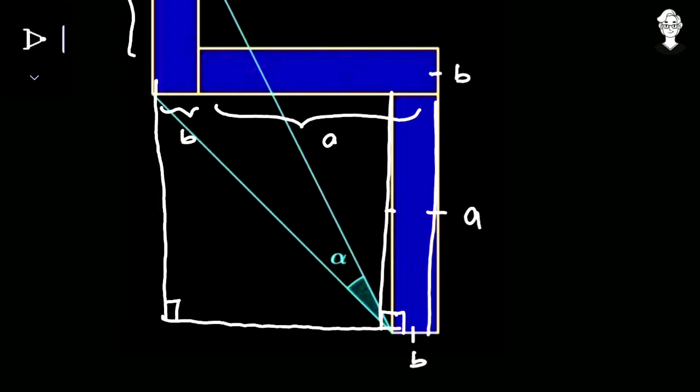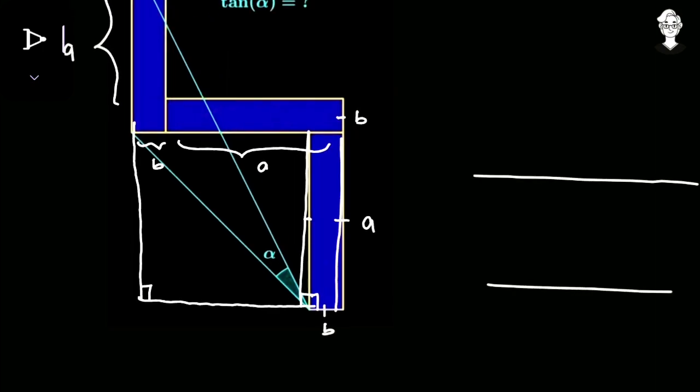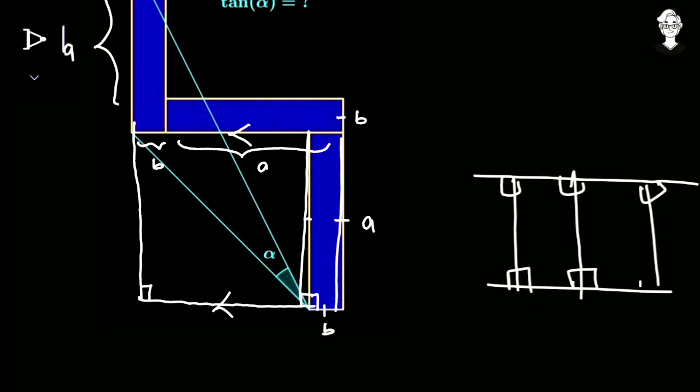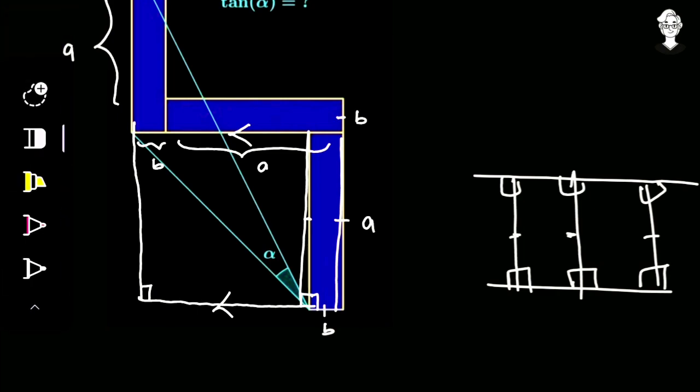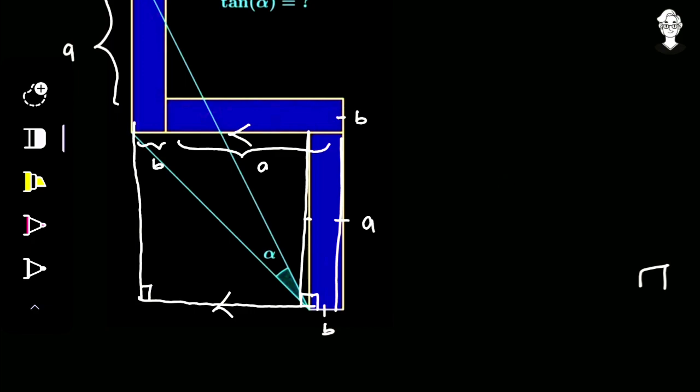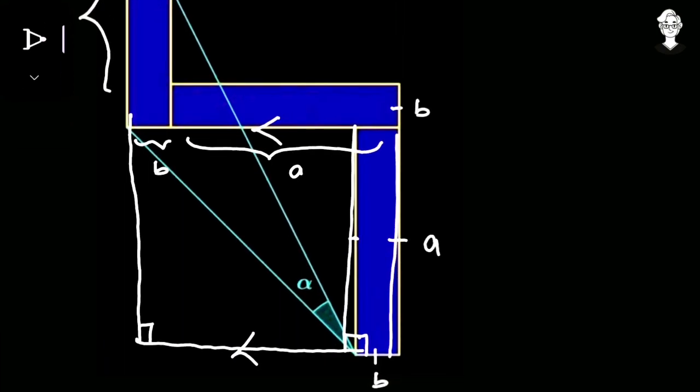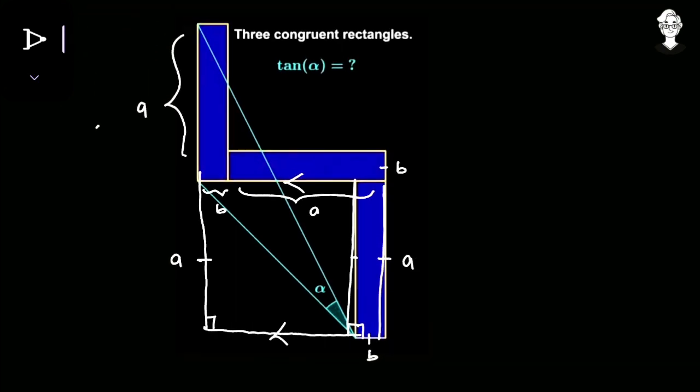perpendicular lines. If two lines are parallel, that is this line parallel to this line, and if I draw any perpendiculars to both lines, they are all going to have the same length. All we need is for the two lines to be parallel. So in this question also, these two lines are parallel. So all these perpendiculars are going to be of the same length, and it's equal to a. So this is also equal to a.